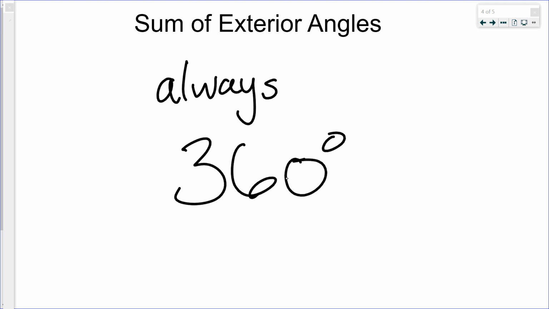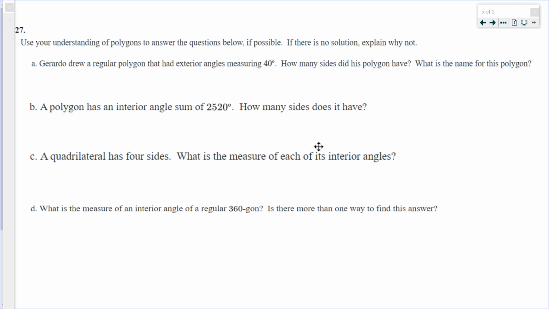So that's our intro of that. We have the sum of interiors. We can find each individual interior. We can find each exterior, and we can find the sum of the exteriors. So what type of problems will we ask you? I'm going to go through a couple problems if you want to watch that. This is from the book, 8-27, so you can try those as well.